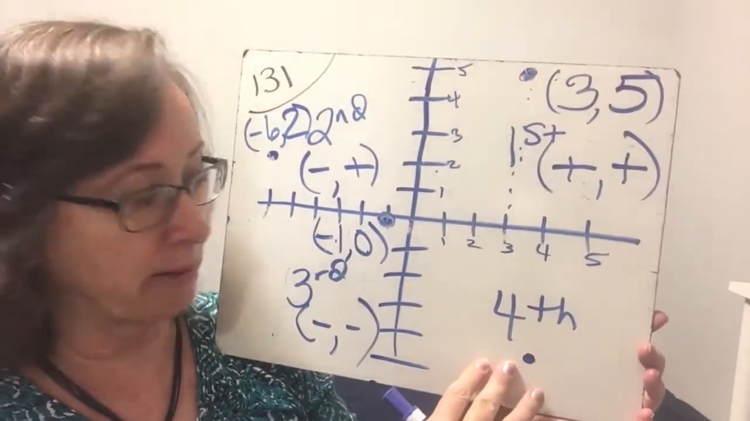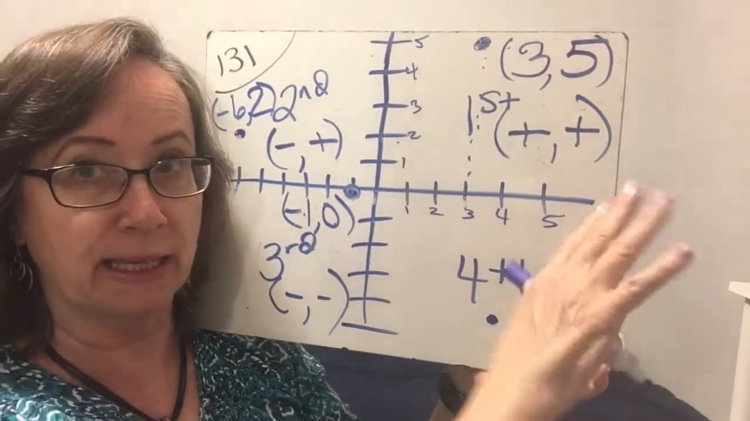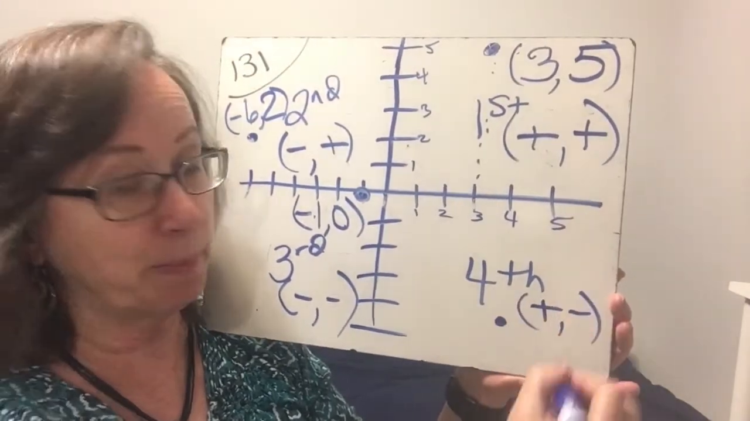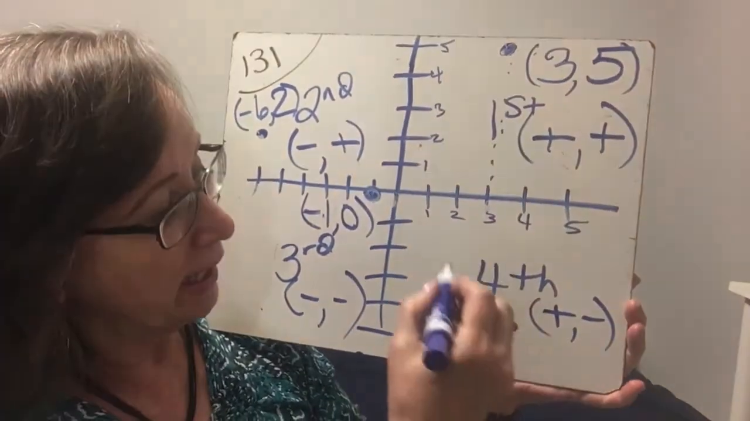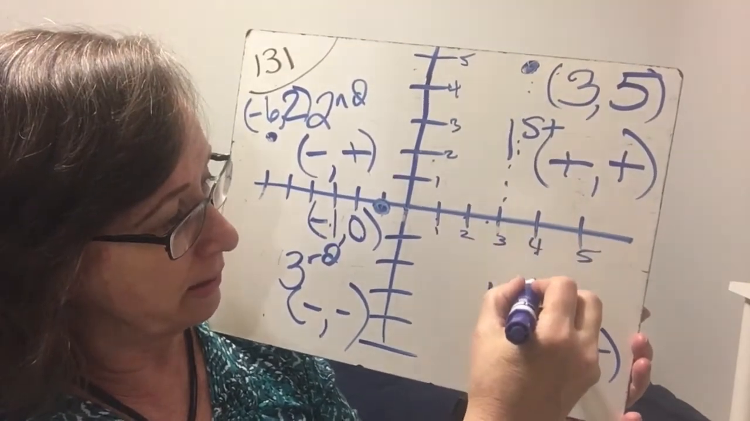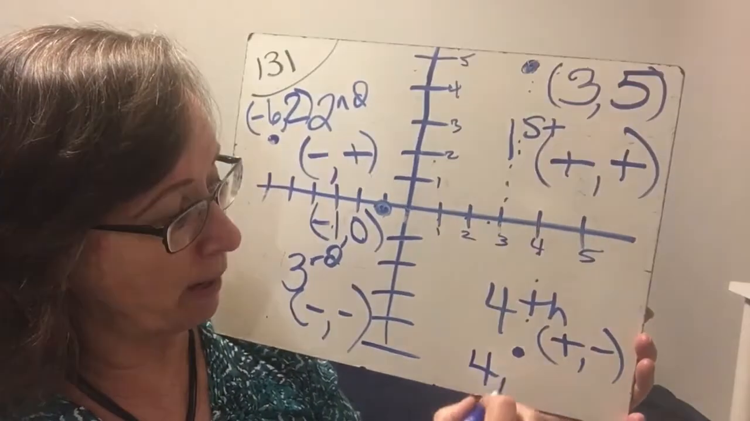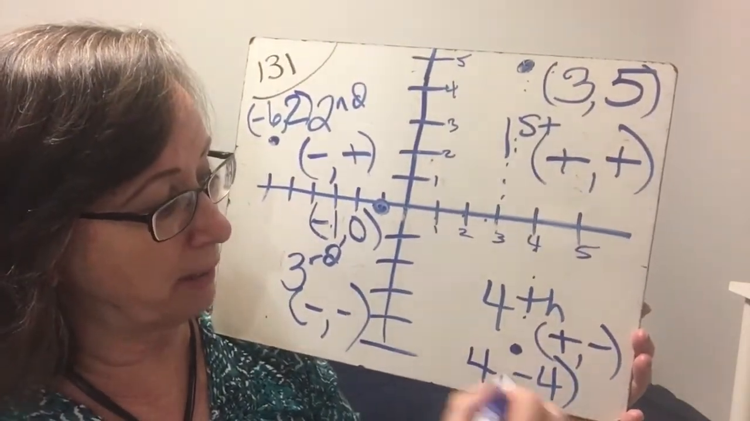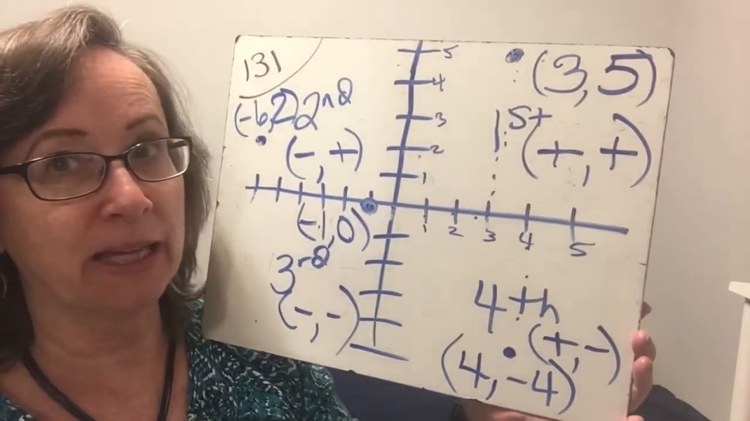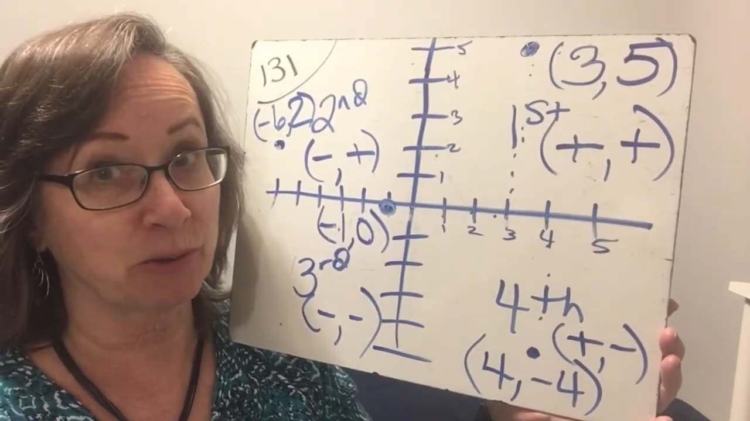So in the fourth quadrant, we have this point down here. Now everything in the fourth quadrant is right and down. So it's going to be positive, negative for every point in this quadrant. And it looks like we're going 1, 2, 3, 4 steps right and 1, 2, 3, 4 steps down. So 4 steps right and 4 steps down would be (4, -4). And that is how we can name a point that we see on the rectangular coordinate grid.